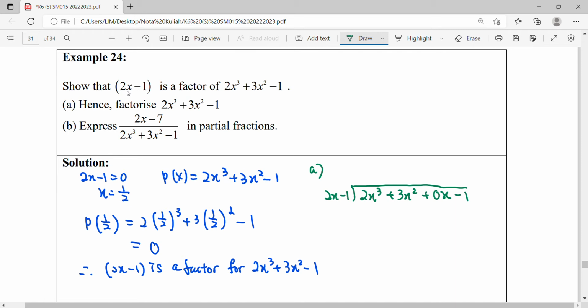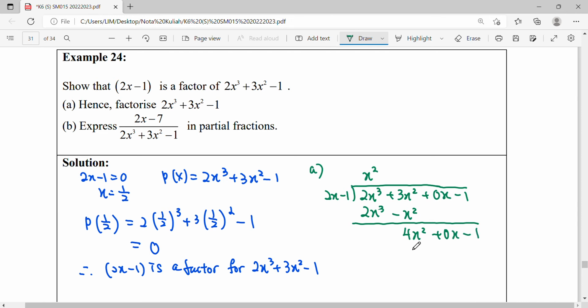Then we start our long division. 2 divided by 2, you just need a 1. x cubed divided by x, you need 1x squared. So your multiplier here is x squared. Multiply this x squared by 2x to get 2x cubed, and by negative 1 to get negative x squared. So subtract, and 3 minus negative 1 becomes 4. Here we have 0x maintained, then negative 1 maintained.